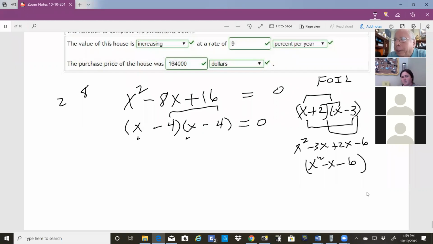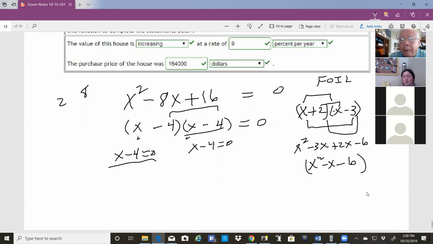Now to solve this, if you have the product of two numbers equal to 0, then one of them has to be 0. In fact, both of them could be 0. So we set each one to be 0. X minus 4 equals 0. And of course, the other one's the same. And solving x minus 4 equals 0, you know how to solve that, right?